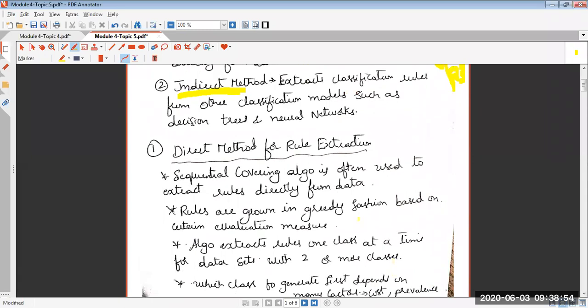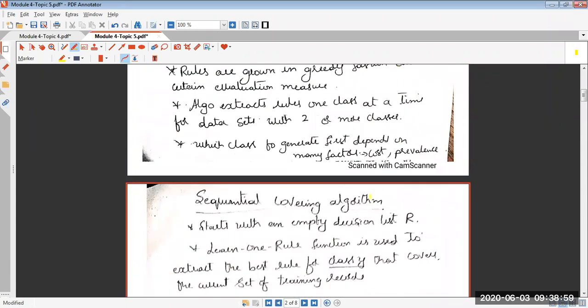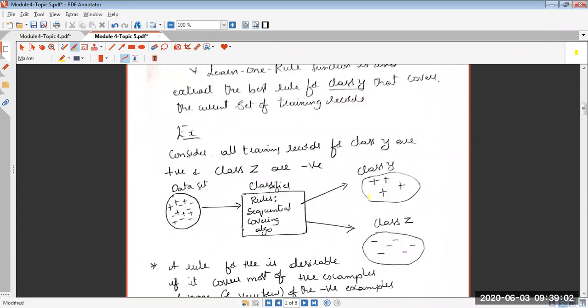Now, first we will take up the direct method for rule extraction. As I mentioned, this is the example that is there in the textbook. You need to build a classifier, a rule-based classifier to be more specific. What should this rule-based classifier do? It should differentiate between the positives and negatives, whether the data object is carrying a positive value or a negative value. That is the task of this classifier.